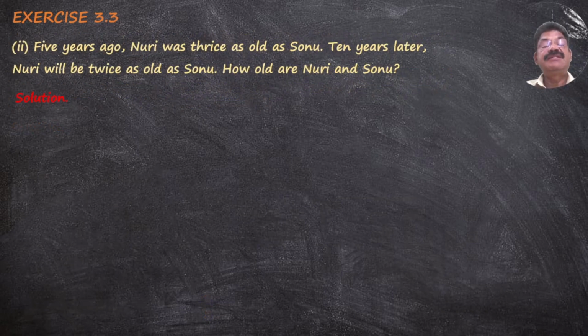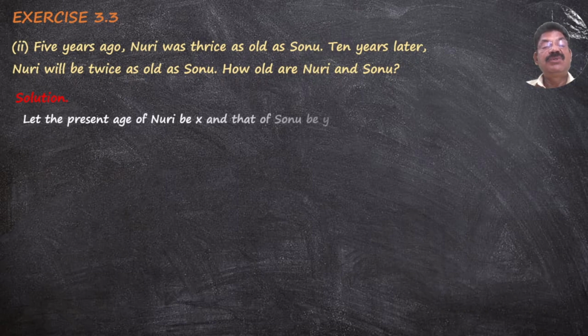Second problem. 5 years ago, Nuri was thrice as old as Sonu. 10 years later, Nuri will be twice as old as Sonu. How old are Nuri and Sonu? Similar problem we have solved many times. So, we assume x and y be the present age of Nuri and Sonu respectively.